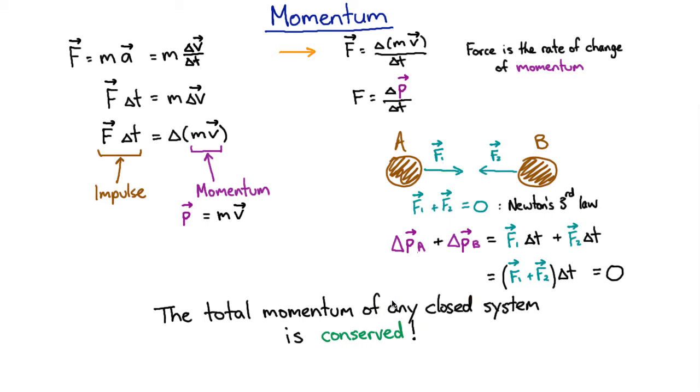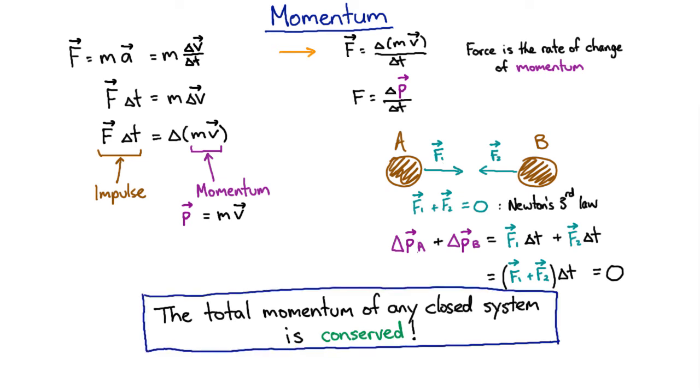And then if you look at that, the total momentum of any closed system has to be conserved. And this is a really, really fundamental principle. It's true in quantum mechanics. It's true in relativity. You have to change the form of momentum slightly for relativity, but there is still a thing called momentum, and it's still a special thing that's conserved for any closed system.